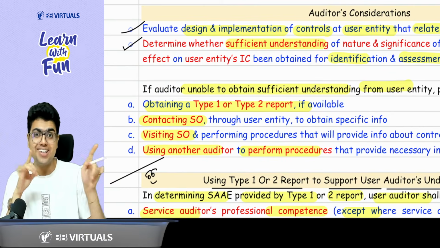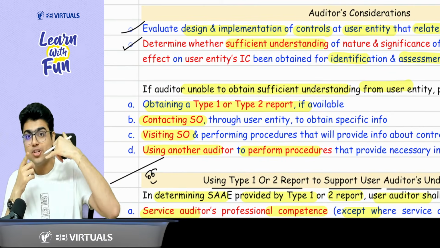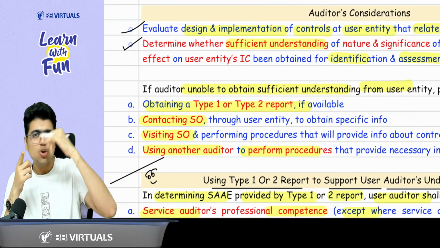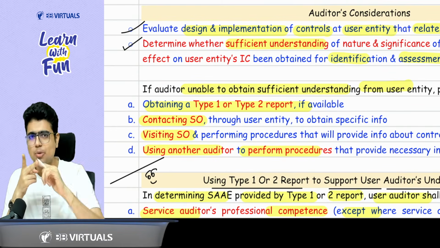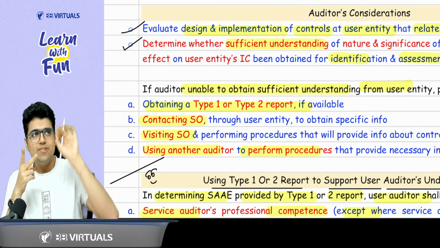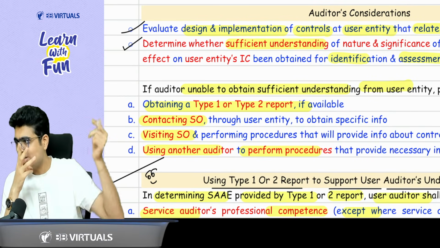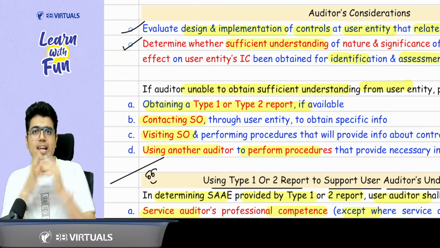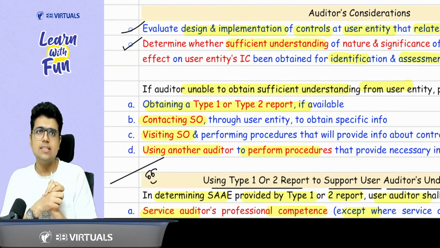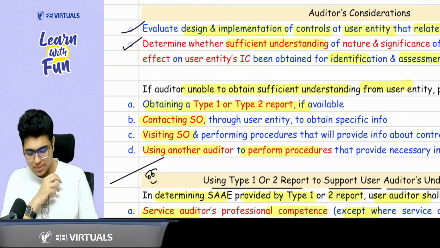Do it properly. Sir, we will call the service organization. Will they pick your call? No, sir. Contact via the user entity. Second point. If they are not picking the call, you can visit. But if your legs are paining, you can ask another auditor to do the procedure. And the last point was, we can get a type 1 or type 2 report.